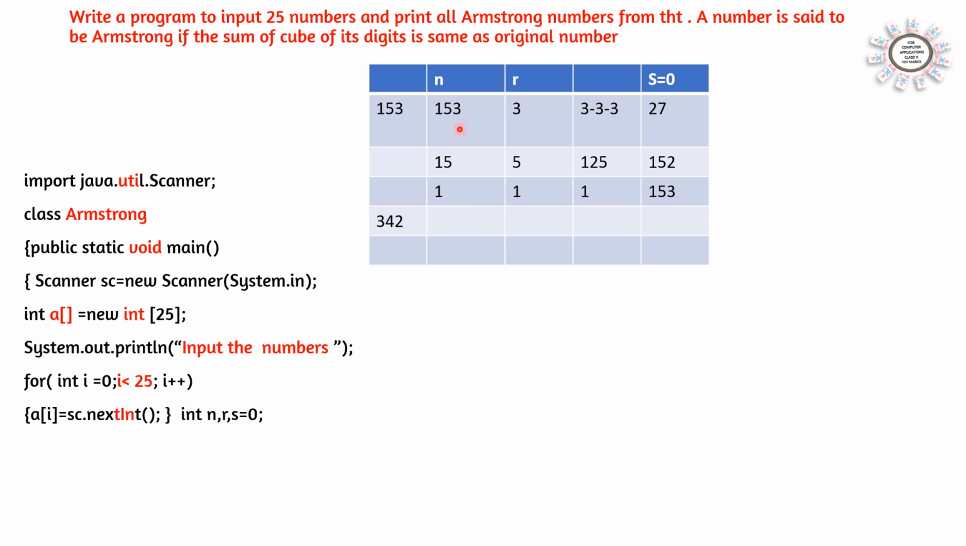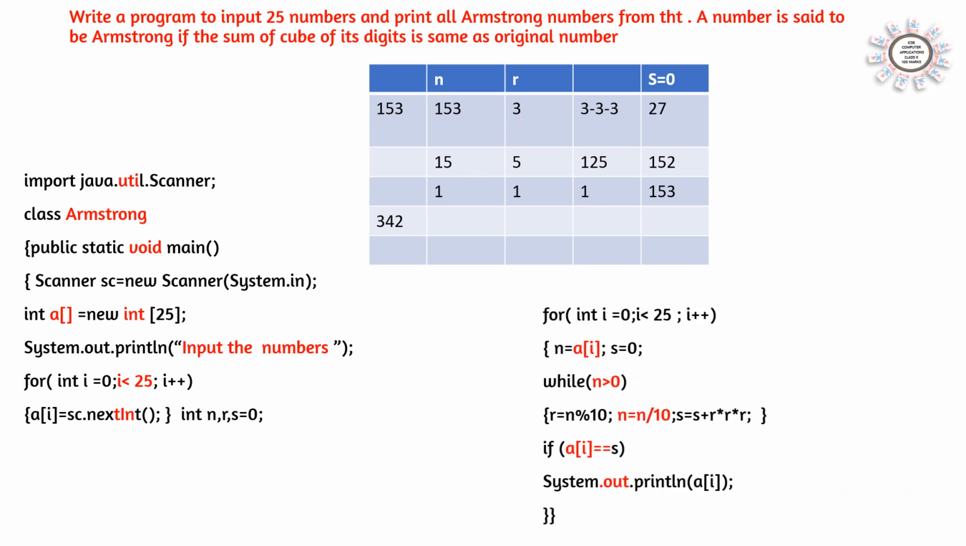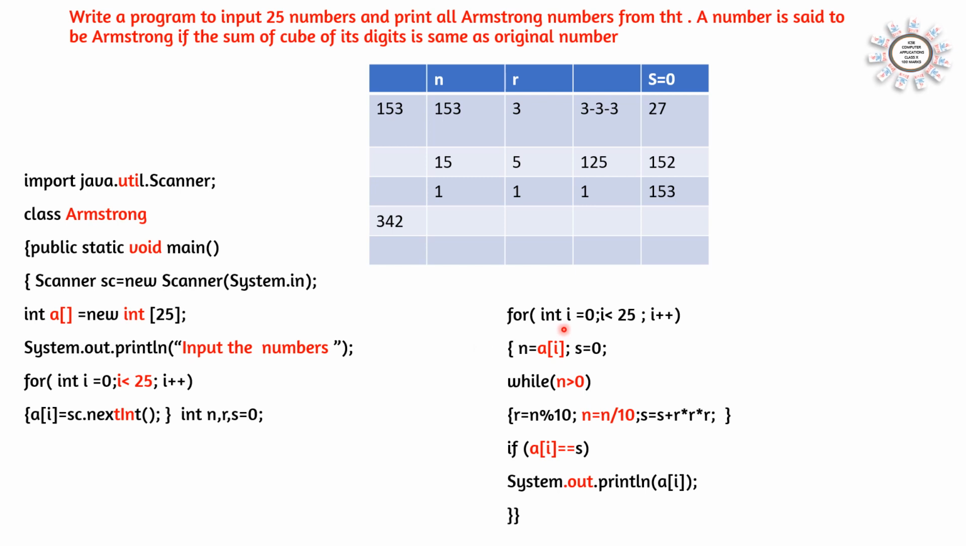So here 153 divided by 10. It is 3. 3 is the remainder. The first digit is separated. Quotient will be 15. Here we can see I is equal to 0, less than 25. That means the loop will be going here, and n is equal to a of I. We are storing the number in n and s is 0. So starting every number, sum will be 0. Sum will be 0 for 153 in the beginning, and then for 342 also once again sum will be 0. If sum is not 0 for every number, the previous number's total will be added to the second number. That means the logic will be wrong.